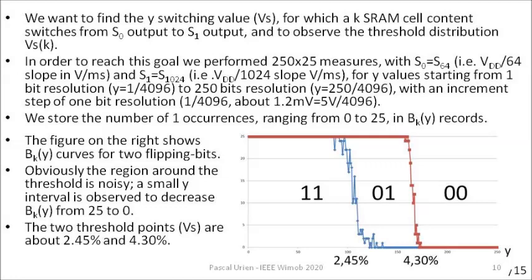The figures on the right show B key U curves for two flipping bits. Obviously, the region around the thresholds is noisy. A small U interval is observed to decrease B key U from 25 to 0. The two threshold points Vs are about 2.45 and 4.30 volts.